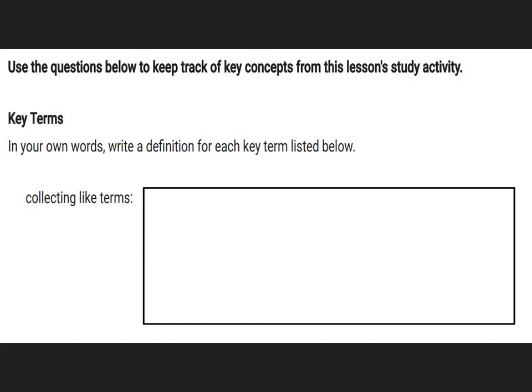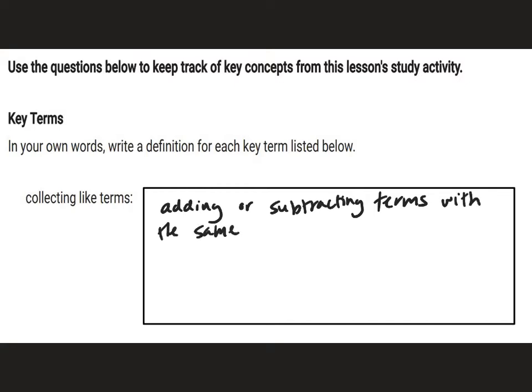So one of the ways that we can actually cut down on the mess is combining like terms or collecting like terms. And the way that we can collect like terms is by adding or subtracting terms with the same variable raised to the same exponent. Okay, so this is the definition of combining like terms. And so let me give you a few examples.